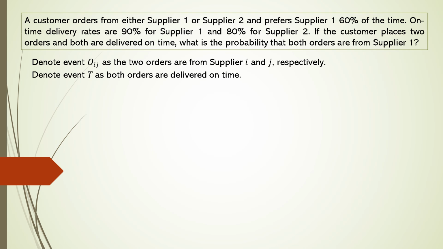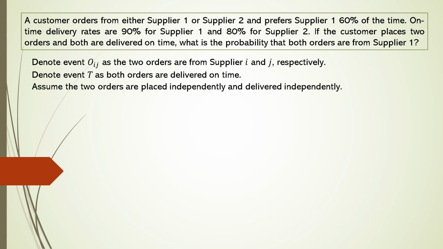So we assume that the 2 orders can be placed independently and the 2 deliveries are done independently. So we assume the independence for those 2 situations because we don't find any information from the question to contradict the independence. Now, with all these defined and assumed, we can start writing some probabilities.